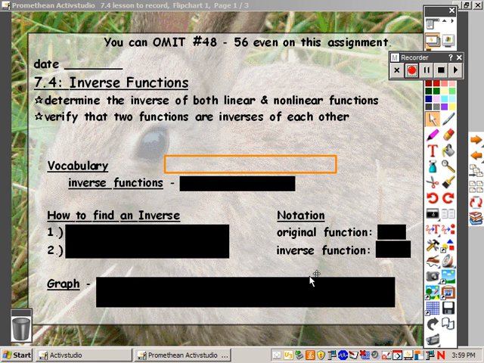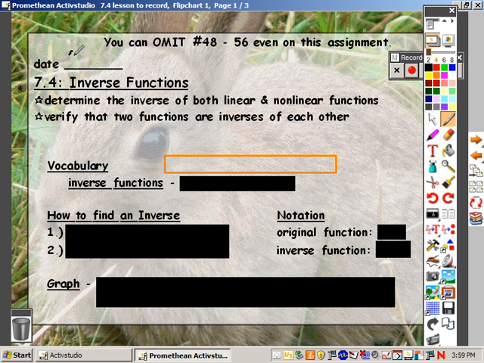Okay, this is section 7.4, which is on inverse functions. Today's date is 3/27.